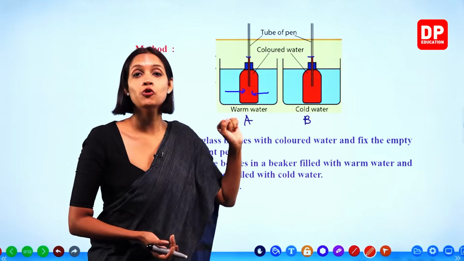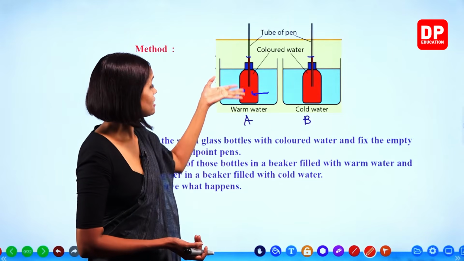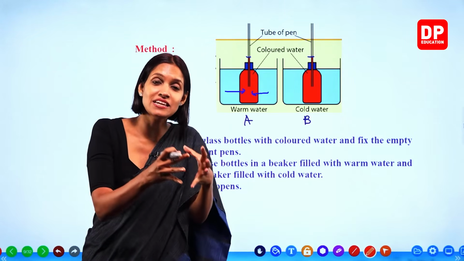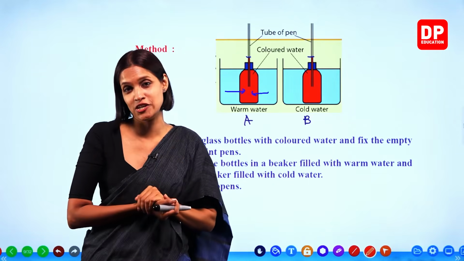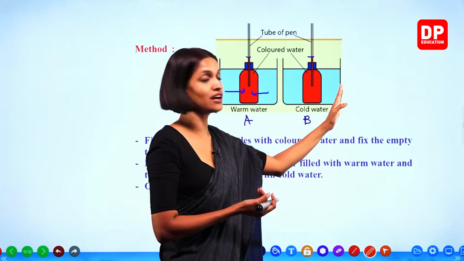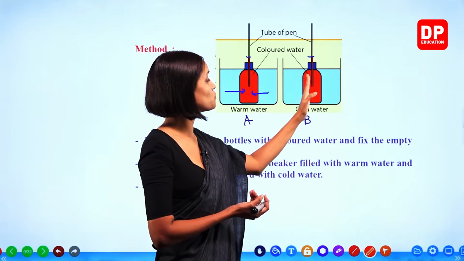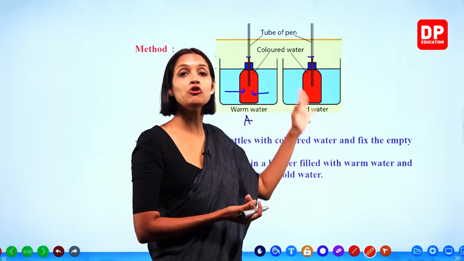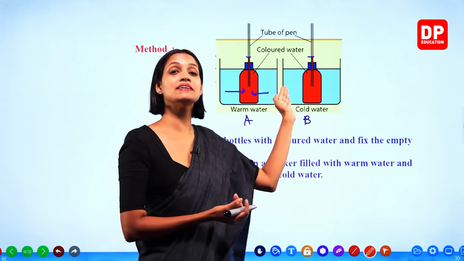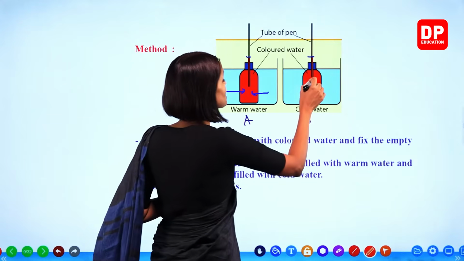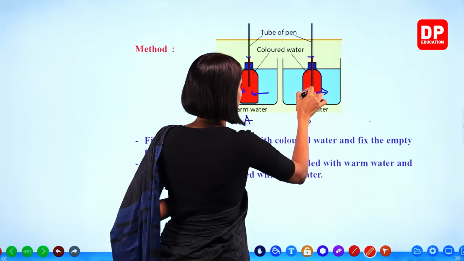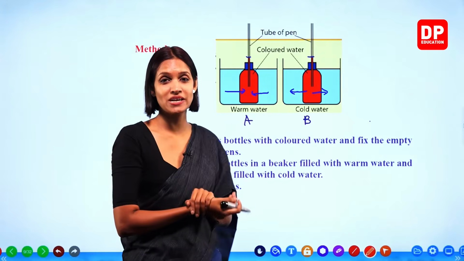Here what happens? You all know last year we learned that when heat is released from certain objects, their volume or size decreases. This is known as contraction. So when you compare the temperature of this colored water and the outside water, this one is warmer. This one has more heat. So heat always travels from where it is higher to lower. So this time what happens? Heat travels from inside to outside.